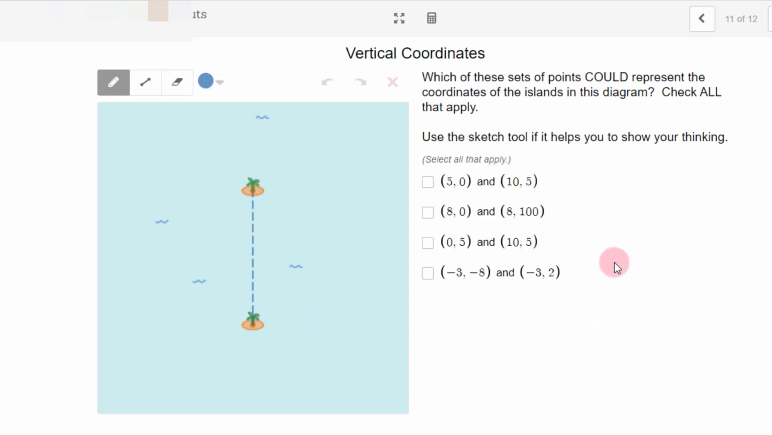This is a really great one too. Which of these sets of points could represent the coordinates of the islands on this diagram? What's this looking to say? This is looking to see, well, these are directly one above the other. So does that mean that they have the same x coordinate or the same y coordinate? Right? And this would be a way to assess that.